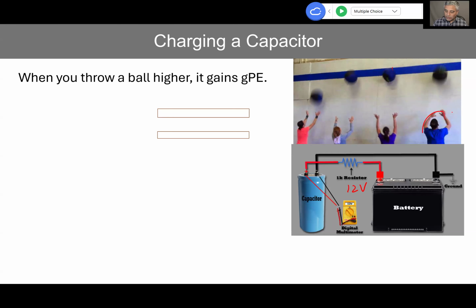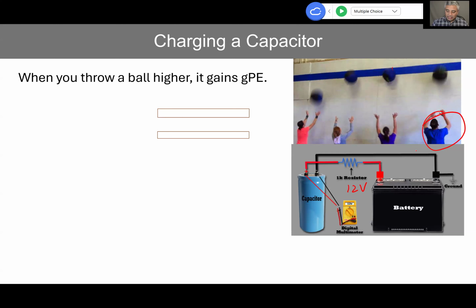Just like you are using your stored energy, the energy you got from your food, and pushing this ball up. In that process, you are losing your energy, but you are giving that energy to the ball so that the ball goes higher. When the ball is higher, we say it has higher potential energy.